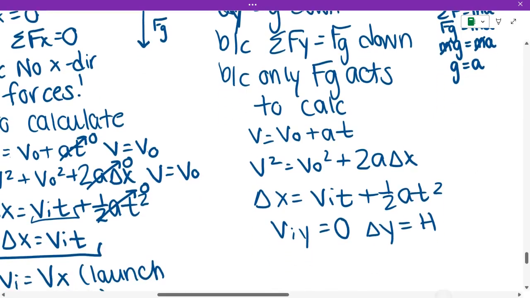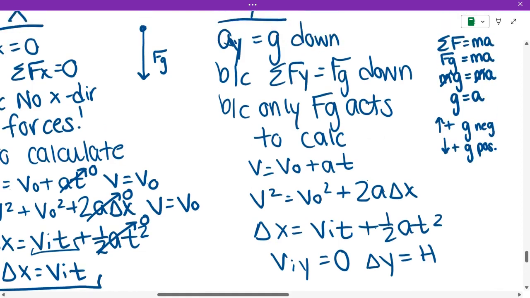Okay. So to calculate anything in this y direction, all of these equations are going to work, okay? Because this acceleration here is going to have a value. It's going to have a value of g downwards. Again, depending upon what you choose the positive direction to be, it could be positive or negative. If you choose up to be positive, g is going to be negative. If you choose down to be positive, then g is going to be positive. Choose a positive direction, stick with it, okay?